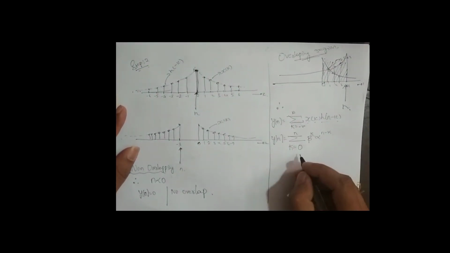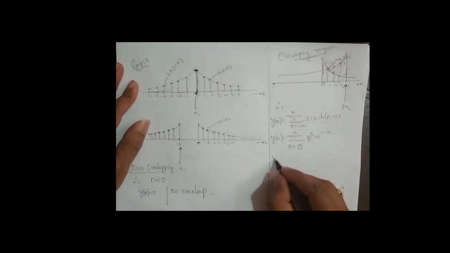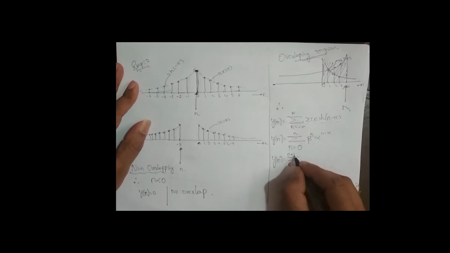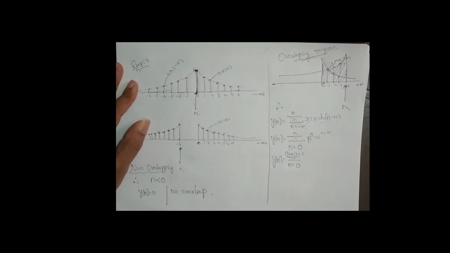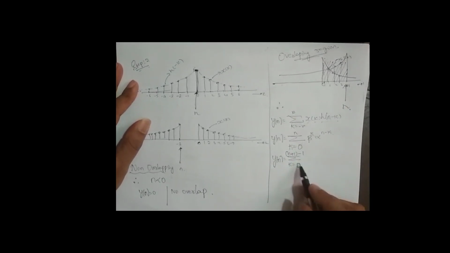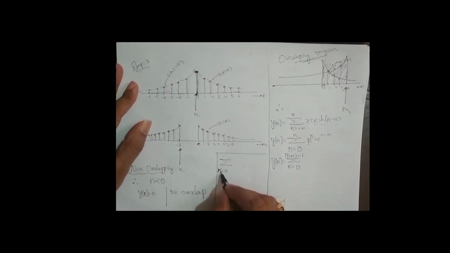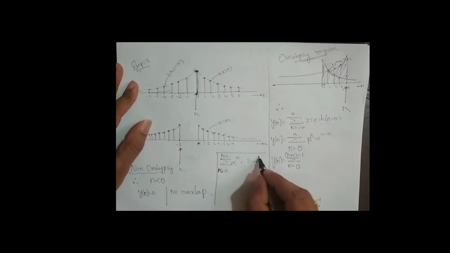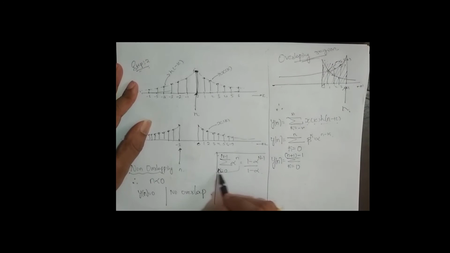Fine. We will simplify this. y of n is equal to summation k varying from 0 to n, where n plus 1 minus 1 cancels out. I'm trying to bring this into the standard form. What is the standard form we have? Summation n varying from 0 to N minus 1 of alpha to the power n, which is nothing but 1 minus alpha to the power N, whole divided by 1 minus alpha. So I'm trying to bring it to this form.